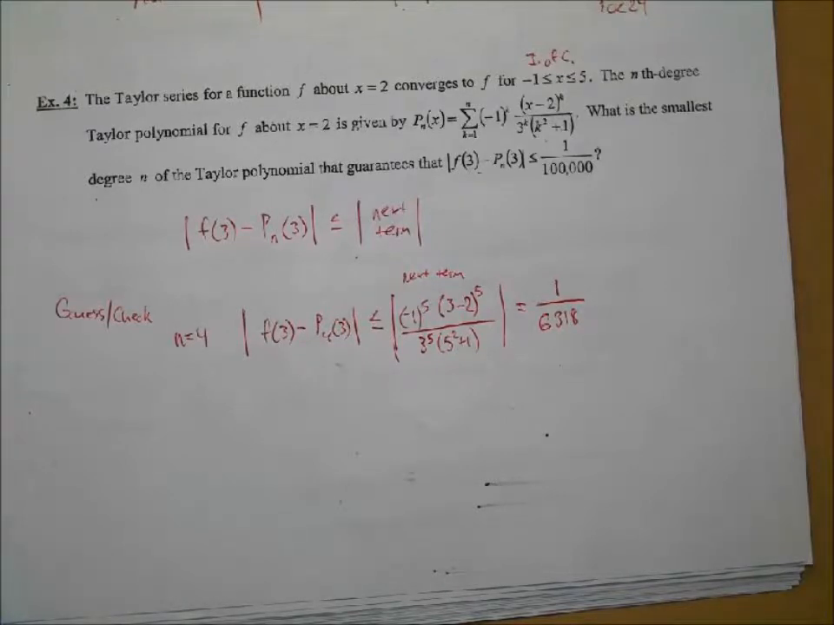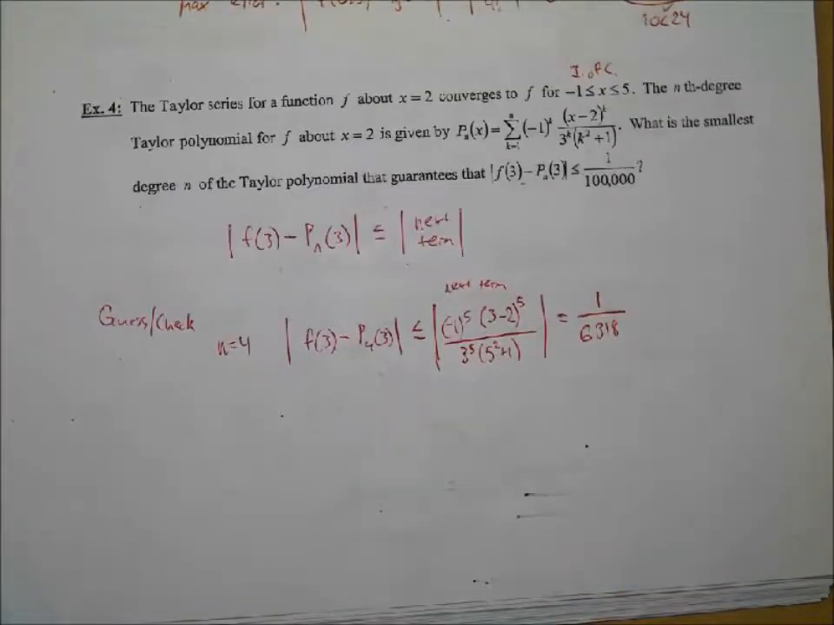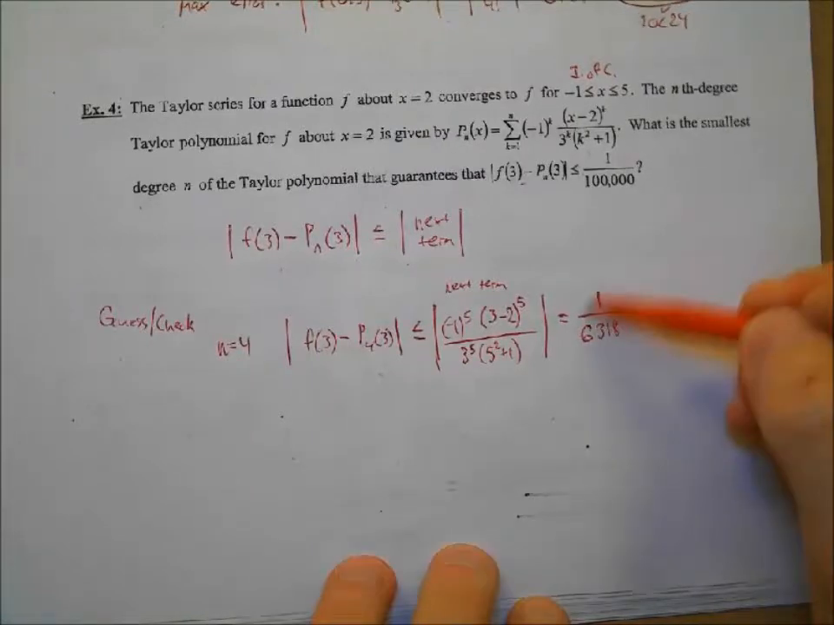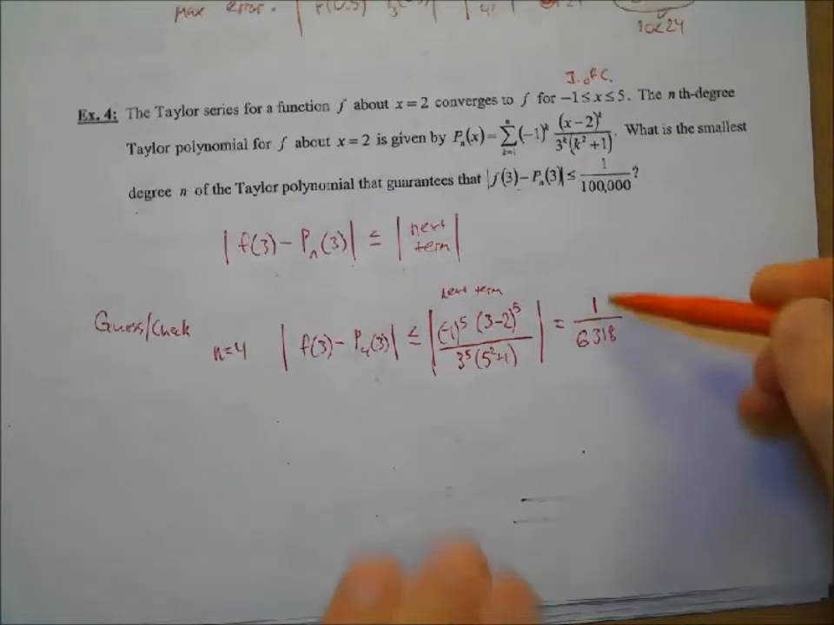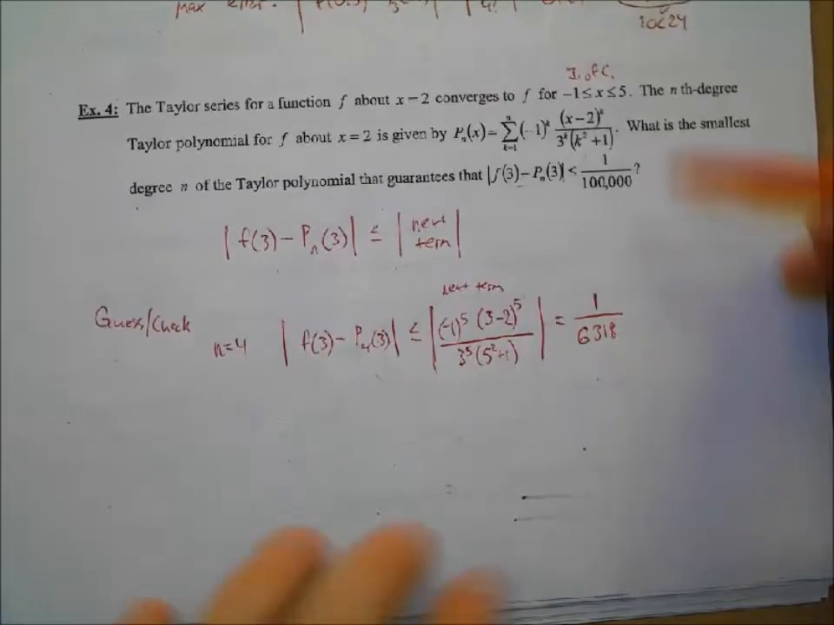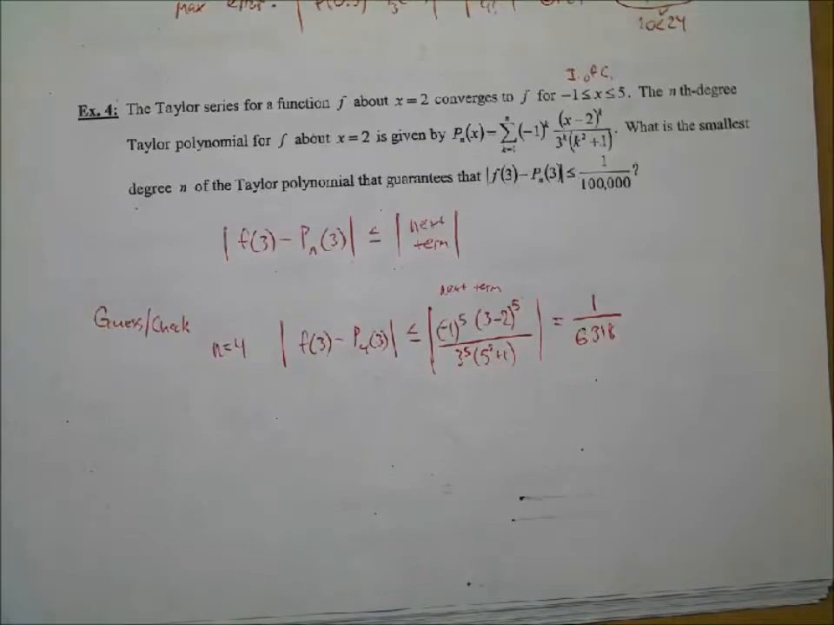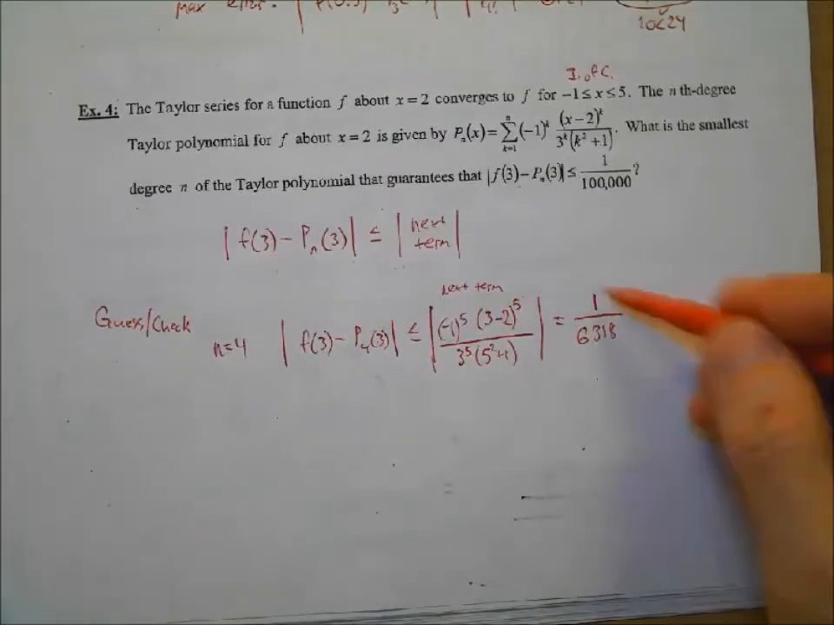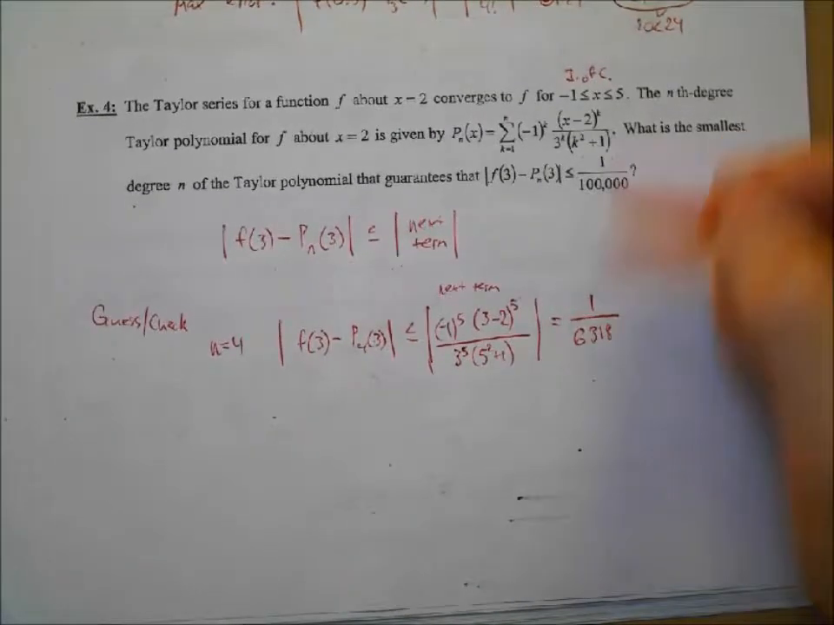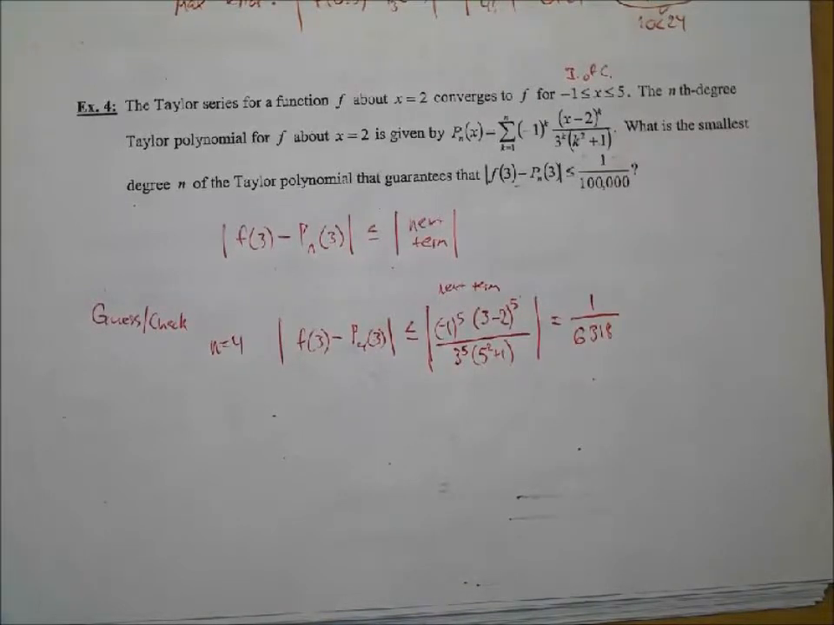Okay. So, did Mario choose correctly? No. And again, he just guessed. What indicates that we didn't choose correctly here? Right, this maximum error, 1 over 6,318, is more error than 1/100,000. This fraction is greater than this fraction, and so we're allowing for more error than we want to. So this is a bad guess.